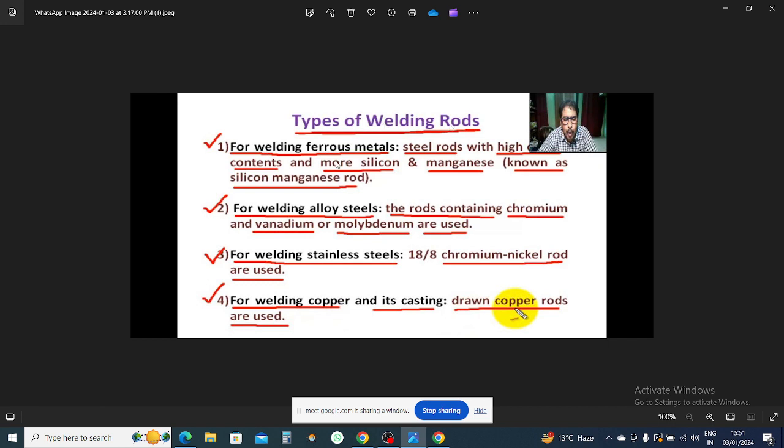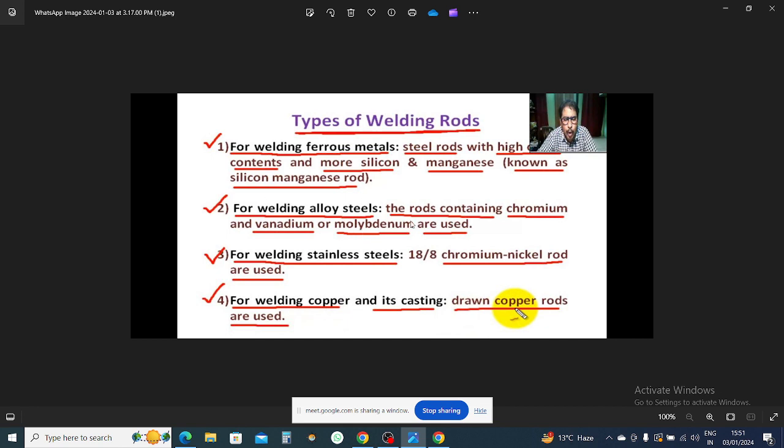Types of welding rods we use for welding: for ferrous metals, we use steel rods with more silicon and manganese, known as silicon manganese rods. For alloys, chromium, vanadium and molybdenum are used. For stainless steel, 18/8 chromium nickel rods are used. For copper and its castings, copper rods are used.